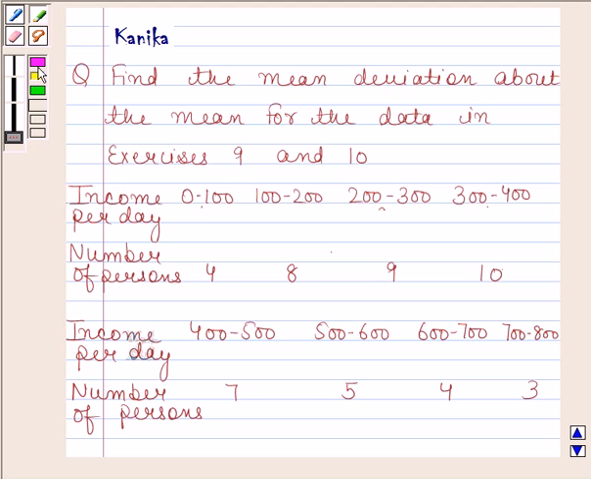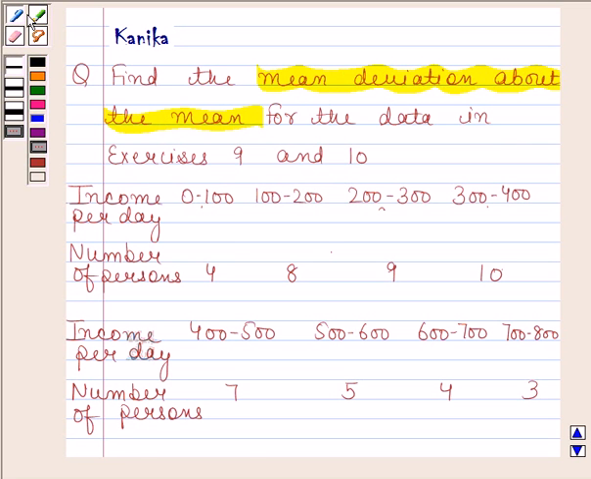Let us discuss the following question. The question says, find the mean deviation about the mean for the data in exercises 9 and 10. This is the data given to us in question number 9. We have to find the mean deviation about the mean of this data.